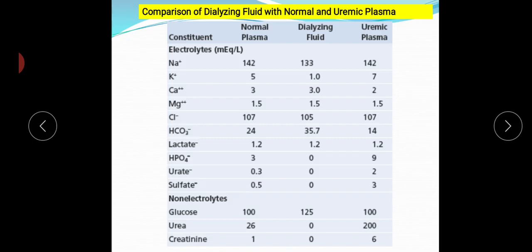This is a brief comparison of the normal plasma in a healthy person, the composition of the dialysing fluid, and the concentration of the various substances in a person who has chronic or acute renal failure with uremia.